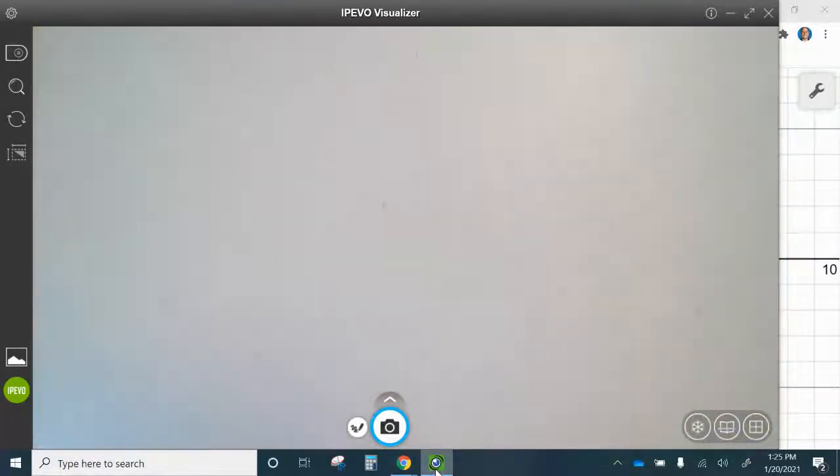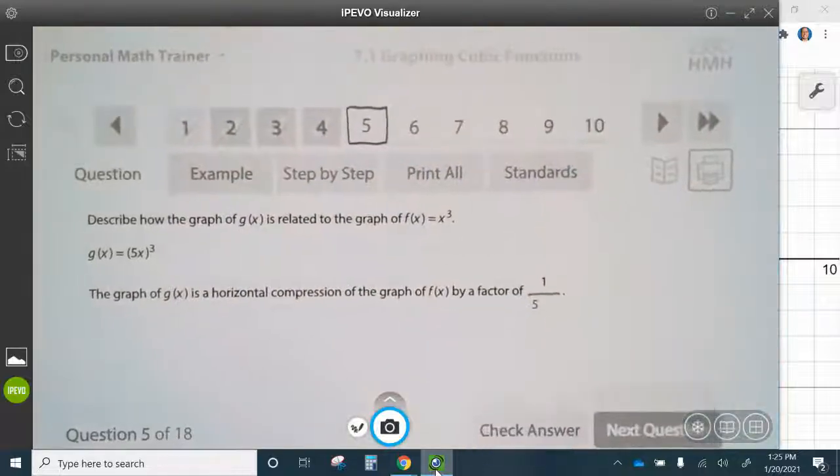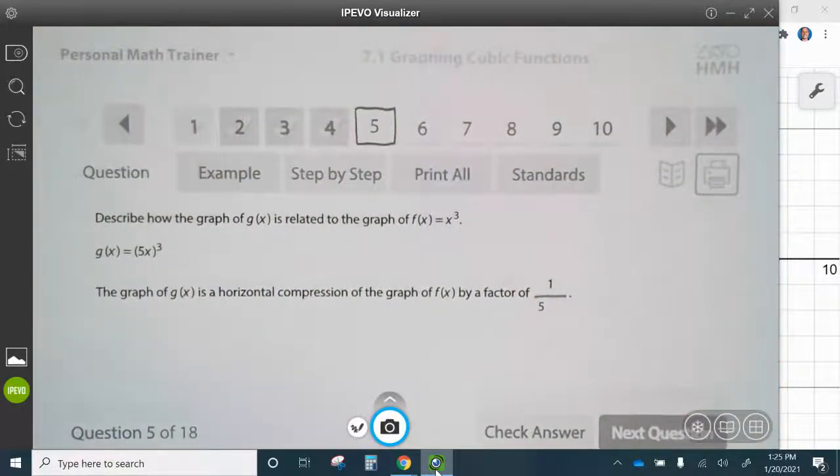Question number 5. Describe how the graph of g of x is related to the graph of f of x equals x cubed. G of x equals parentheses 5x cubed. The graph of g of x is a horizontal compression of the graph of f of x by a factor of 1 divided by 5.